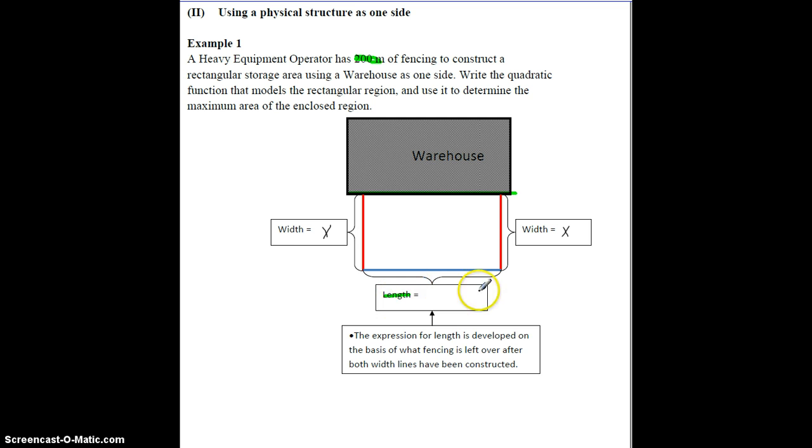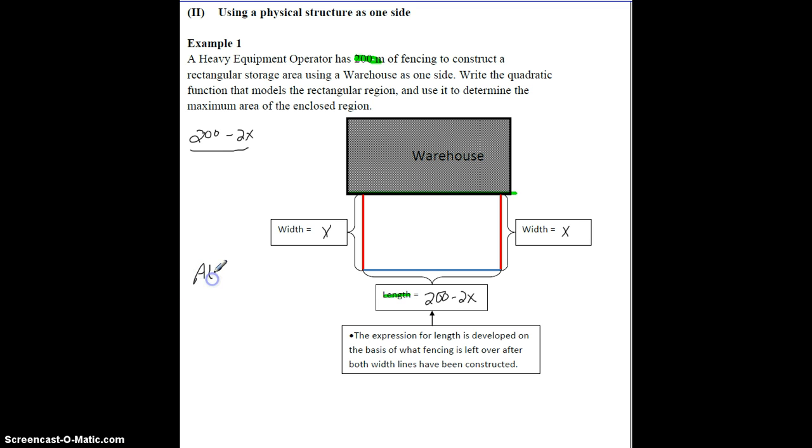And now we need to develop our formula for length. So there's 200 meters of fencing. Take away twice our widths, and that's what we have left over. This is all that can be used for our length. So our 200 meters, take away twice the width. That's all we can use here for the length.